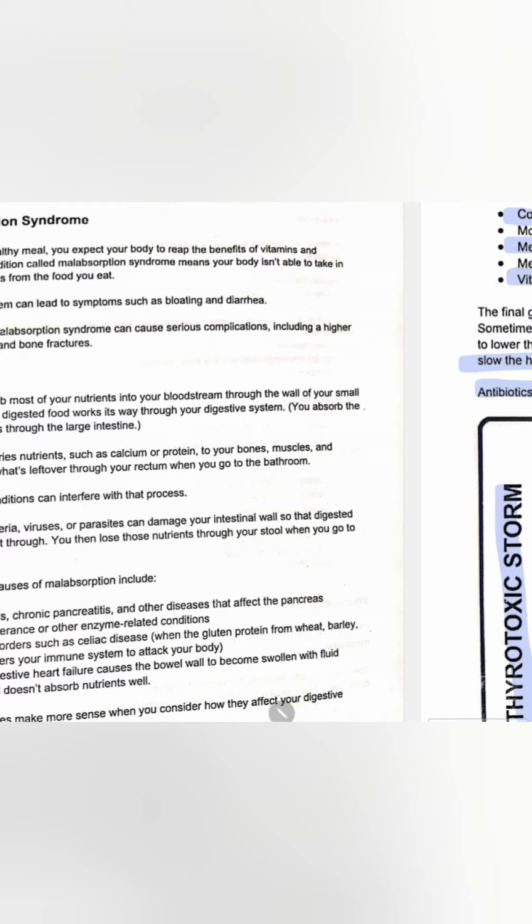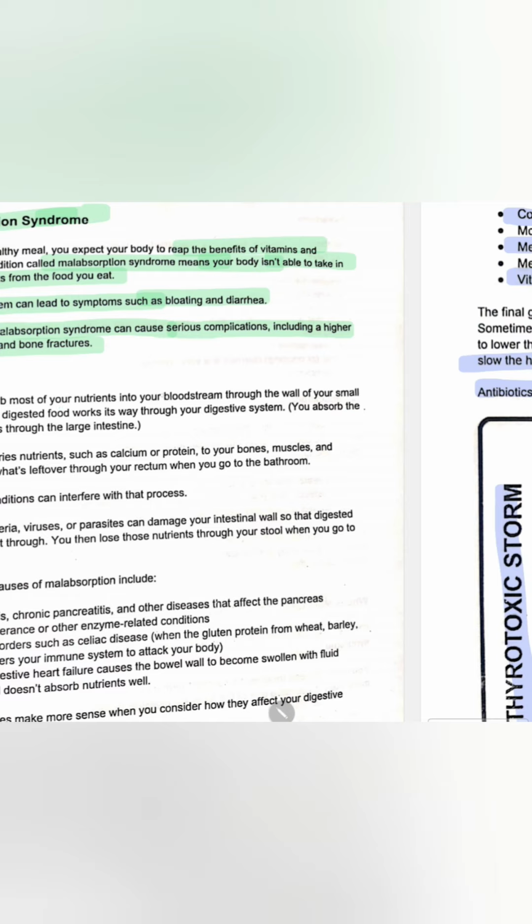So the next is malabsorption syndrome. When a person eats a healthy meal, the body is able to reap the benefits of the vitamins and the minerals. But a condition called malabsorption syndrome means that the body is not able to take in many of the nutrients from the food one eats. The digestive problems can lead to symptoms such as bloating and diarrhea. Most importantly, malabsorption syndromes can cause serious complications, including a higher chance of infections and bone fracture. What are the causes of malabsorption?